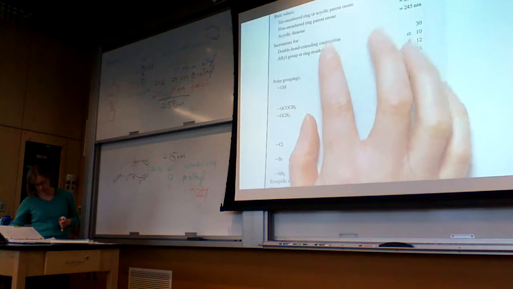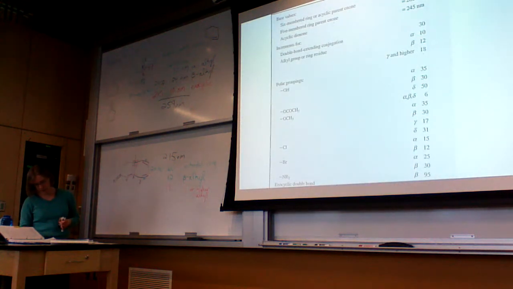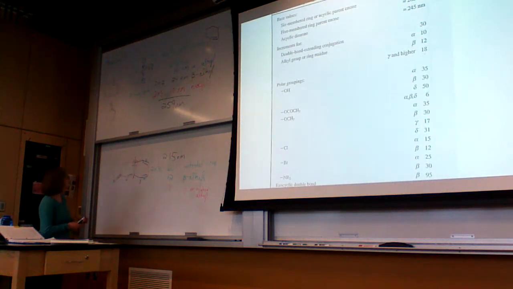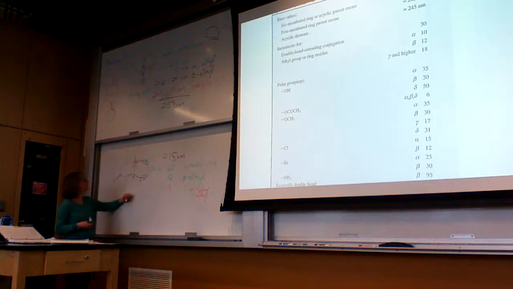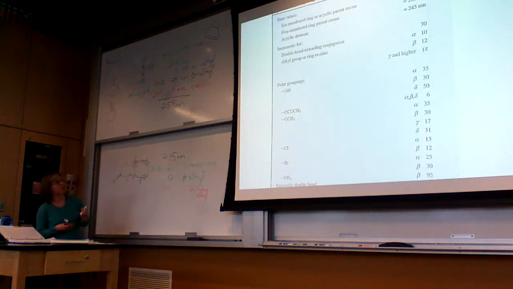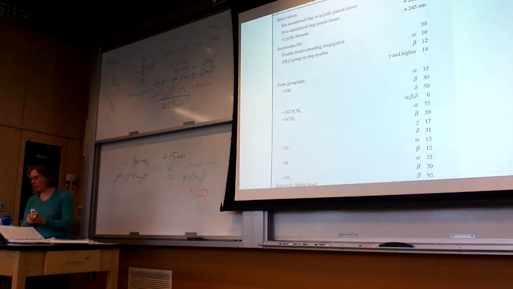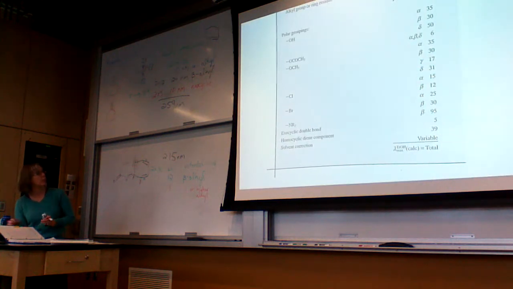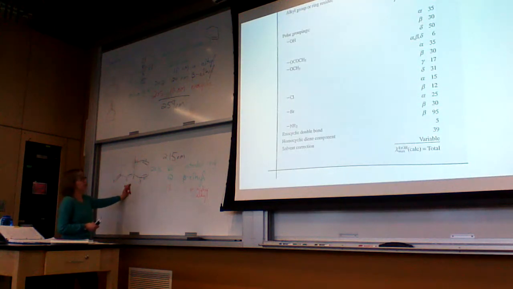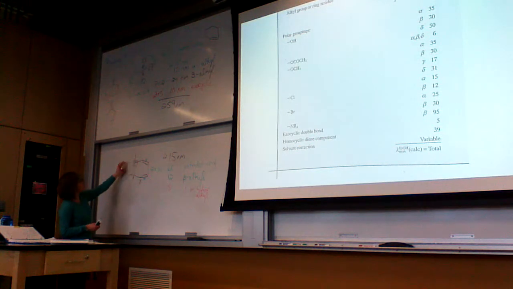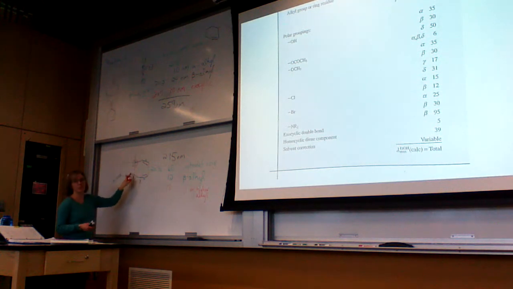And we want to look at our rings here. So we have no polar groups. We're going to then go to the next part. Exocyclic double bond. To this ring, there's nothing exocyclic, but if we look at this ring, this one's exocyclic.